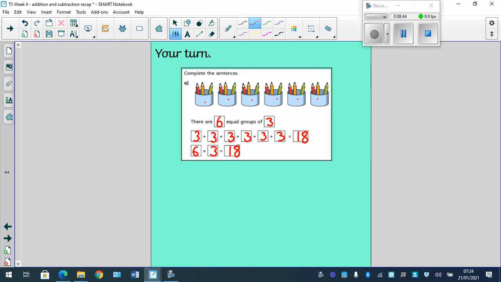Can you think of the other repeated addition? Have a little think. Can you switch your multiplication round? The other repeated addition would be 6 add 6 add 6 equals 18. There are 18 pencils. And if I wanted to switch my multiplication round, it would be 3 times 6 equals 18. Well done, boys and girls. You're doing a really good job.